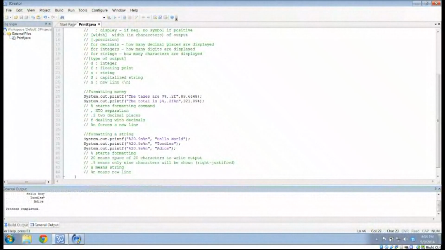So if I run this, then I'm going to see hello world, toodles, and adios. Now this width here is 20 characters, but I'm only seeing the first 9 characters of each string. So I'm seeing HELLO space WOR. I'm only seeing the first 9 characters of hello world, even though I've got a 20 character window for this.